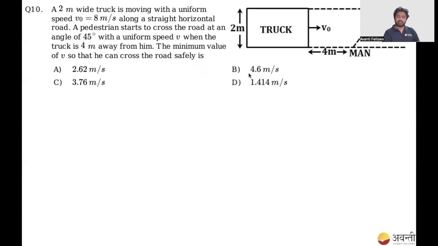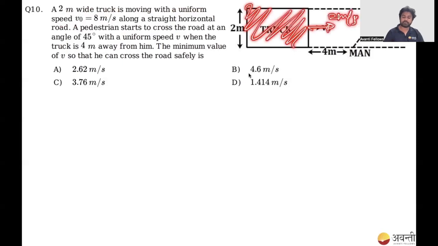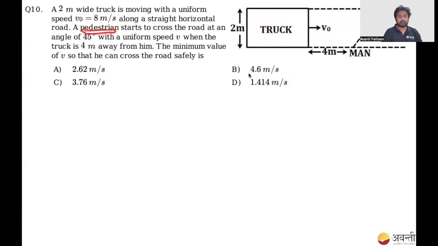Let's go, so I hope you have tried this, right? Let's see what the question is telling. In this question there is a 2 meter wide truck which is moving with a speed of 8 meters per second on a road. Now there is a pedestrian, a boy or a girl who is crossing the road, starts to cross the road at an angle of 45 degrees. Something urgent may be there.